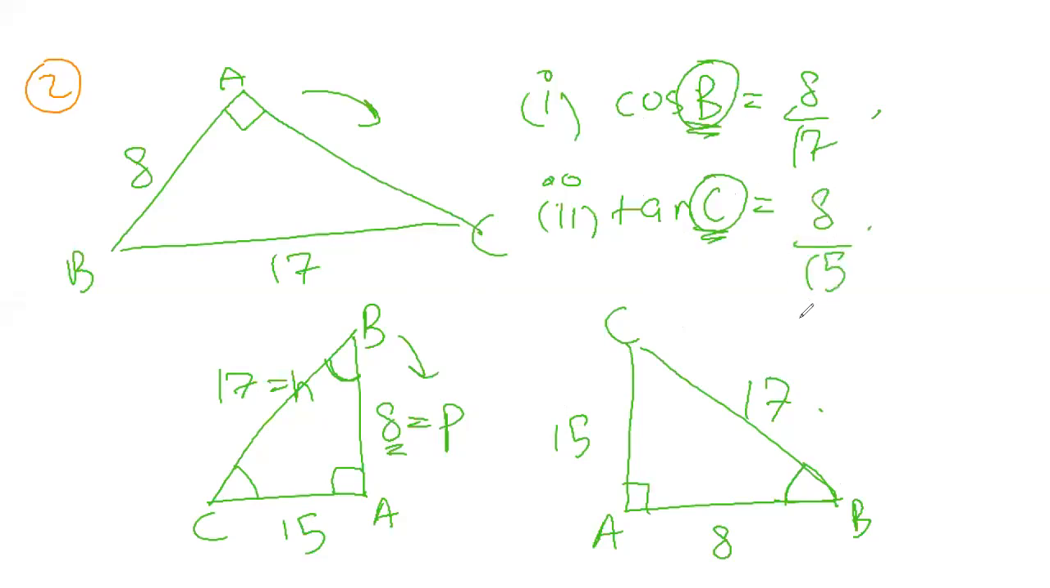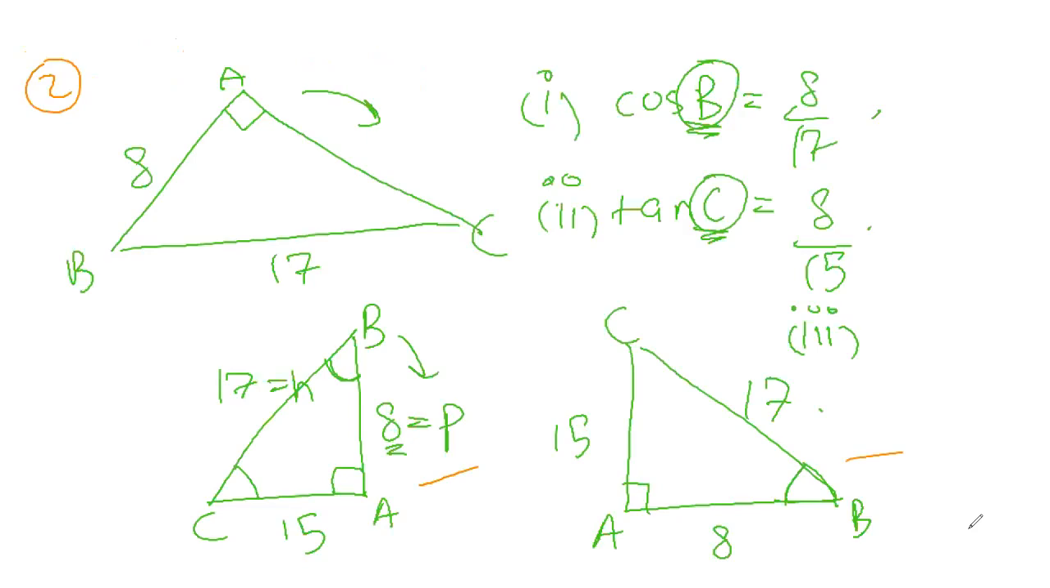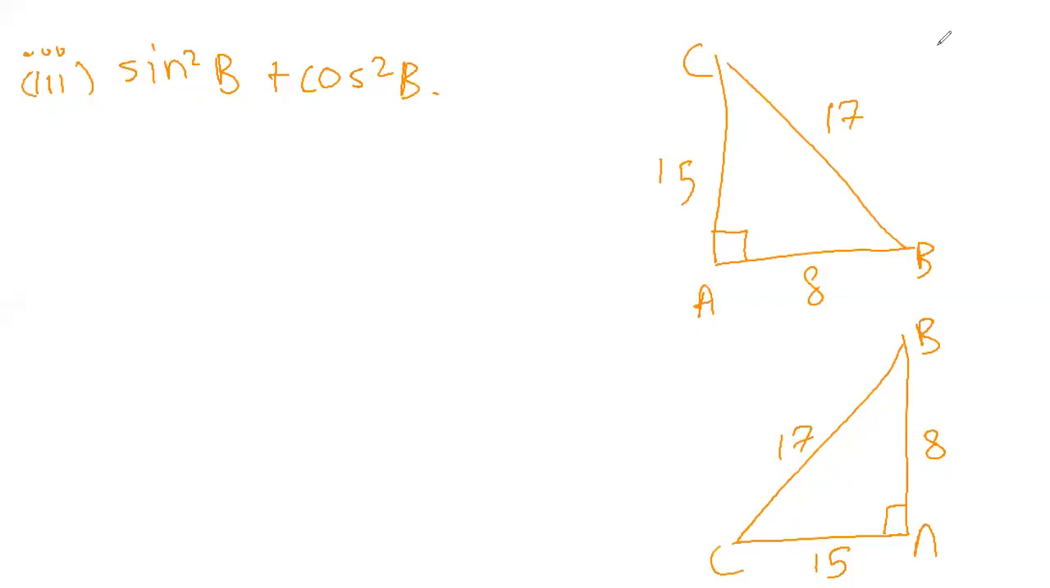Our third question states that tell us sine square B plus cos square B. Okay. This sounds a little confusing, but don't worry. I'll teach you everything. So the third part states that tell us sine square B plus cos square B. All we have to do is draw our two figures that we had drawn here. We have to draw this figure and this figure. So once we have drawn our two figures, this is the first figure and this is the second figure.